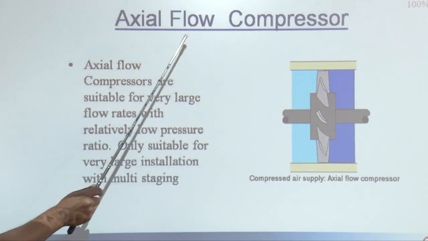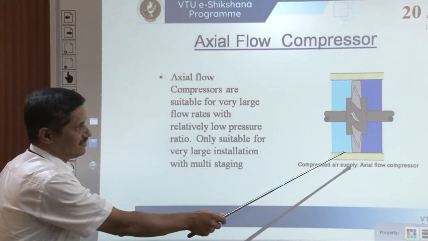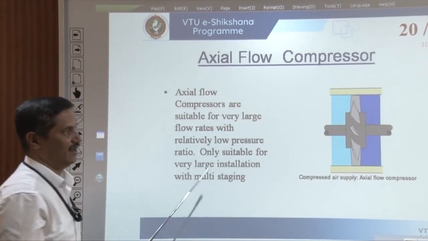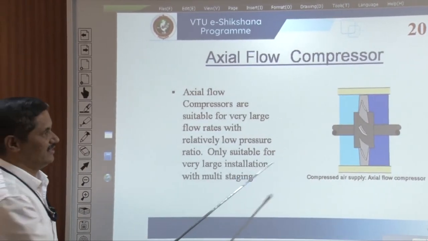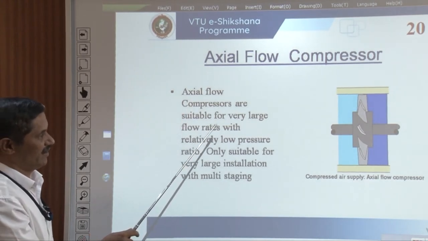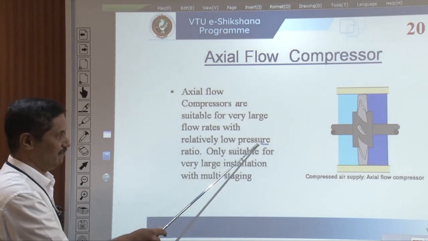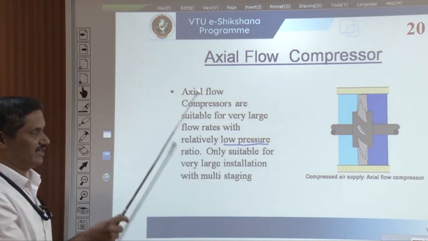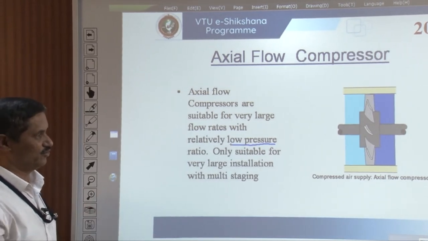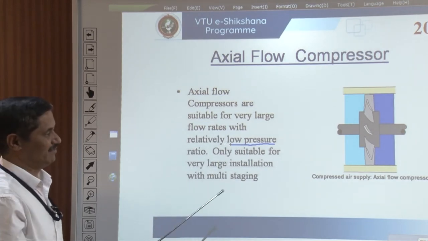We also have axial flow compressors. The figure is shown here. The blades are mounted on a radial rotor like this. Axial flow compressors are suitable for large flow rates with a low pressure. This is one very important parameter you should understand. It can generate a low pressure compared to reciprocating and screw. It is low pressure, around 4 to 5 bar can be generated.